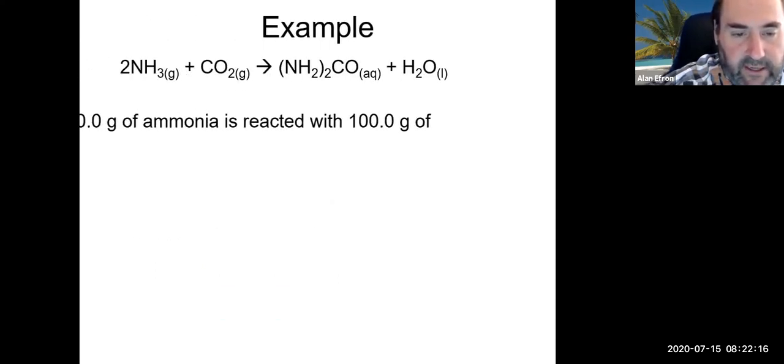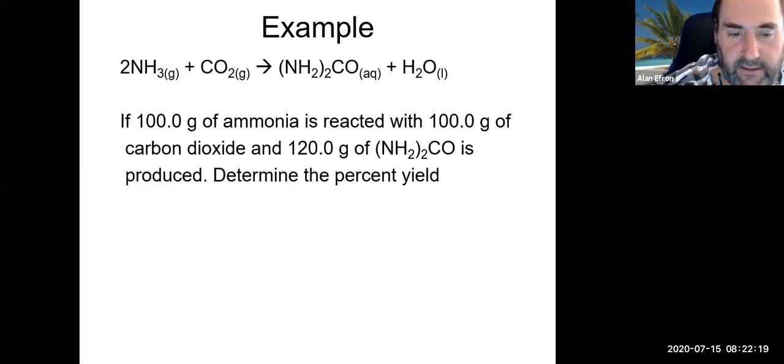All right. So why don't we try another one just to make sure everybody's working on the right spot here. So we got 100 grams of ammonia reacts with 100 grams of carbon dioxide, and it makes 120 grams of the NH2 2CO. What is the percent yield? So take some minutes here and work it out. Let me give you some numbers.